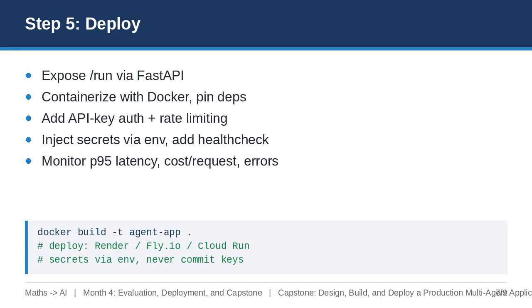Now ship it. Wrap your app in FastAPI with a run or chat endpoint, containerize with Docker, and pin your dependencies for reproducibility. Add authentication and rate limiting. Never expose an unauthenticated LLM endpoint. Inject API keys through environment variables, never in the repo. Deploy to a managed host like Render, Fly, or Cloud Run, add a health check, and set up dashboards for P95 latency, cost per request, and error rate.